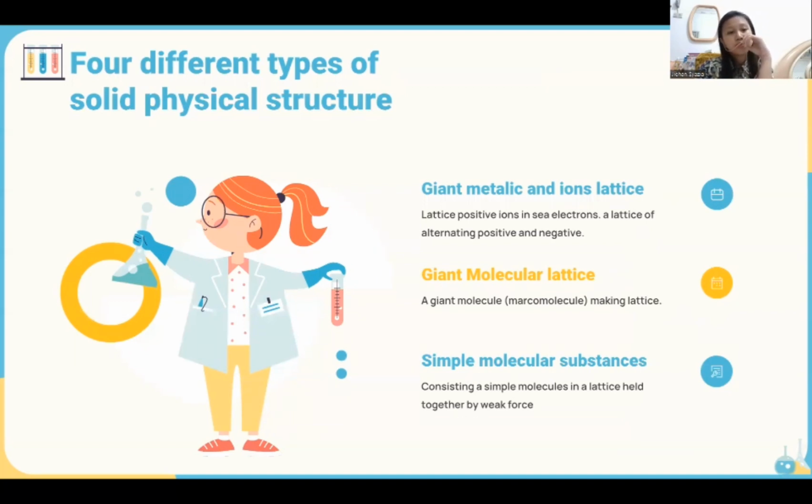Here are the 4 different types of solid physical structure. Giant metallic lattice is positive ions in a sea of electrons, while giant ionic lattice is alternating positive and negative ions. Next we have giant molecular lattice, which is a giant molecule making a lattice, and simple molecular substance, consisting of simple molecules in a lattice held together by weak forces.